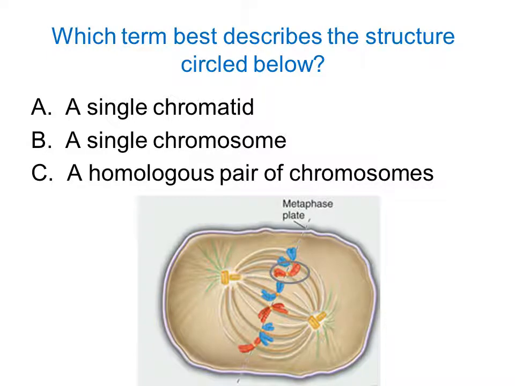So now I have a few questions for you just to see if you grasp the information. Which term best describes the structure circled below? Would you call that a single chromatid, a single chromosome, or a homologous pair of chromosomes? I'll give you a second to answer that.